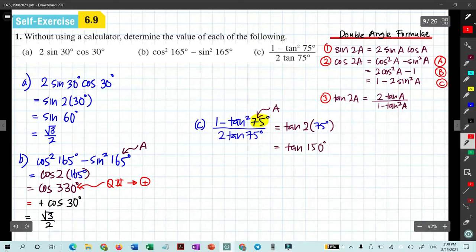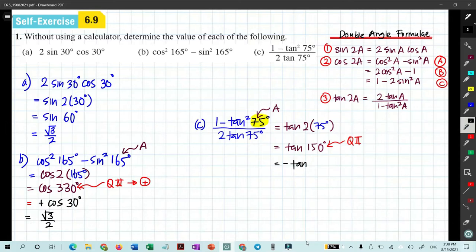and 150 degrees is in the second quadrant. In the second quadrant, tangent brings a negative value, so I put a negative tangent, and the equivalent reference angle for 150 is actually 30 degrees. So how much is tangent 30? 1 over square root of 3, and don't forget the negative sign.